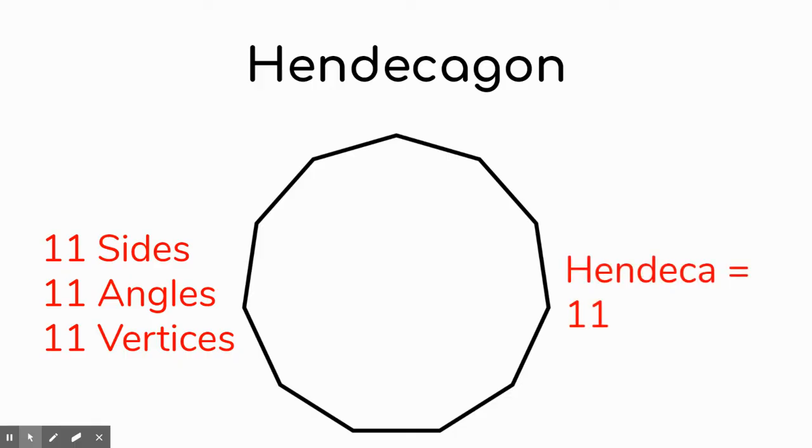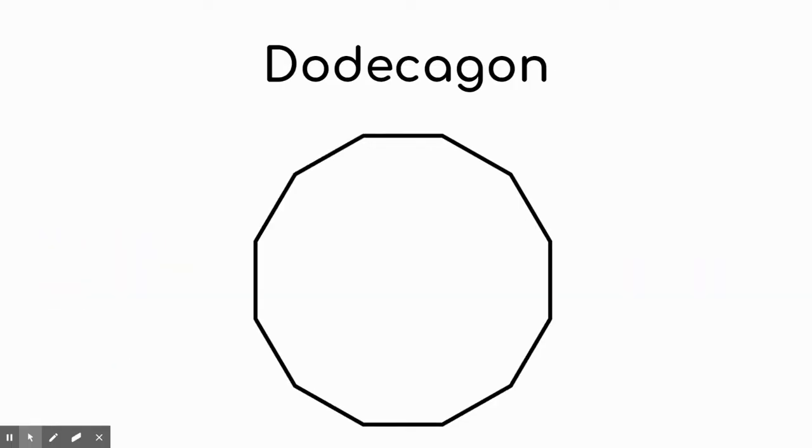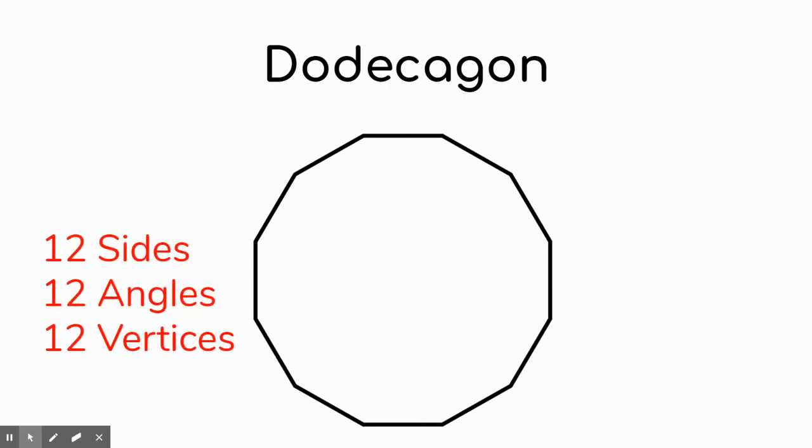It represents 11. And then after hendecagon, we have a dodecagon, which is as far as we're going to go for 5th grade. That's as far as a lot of people go. Dodecagon, 12 sides, 12 angles, 12 vertices. And that stands for 12.